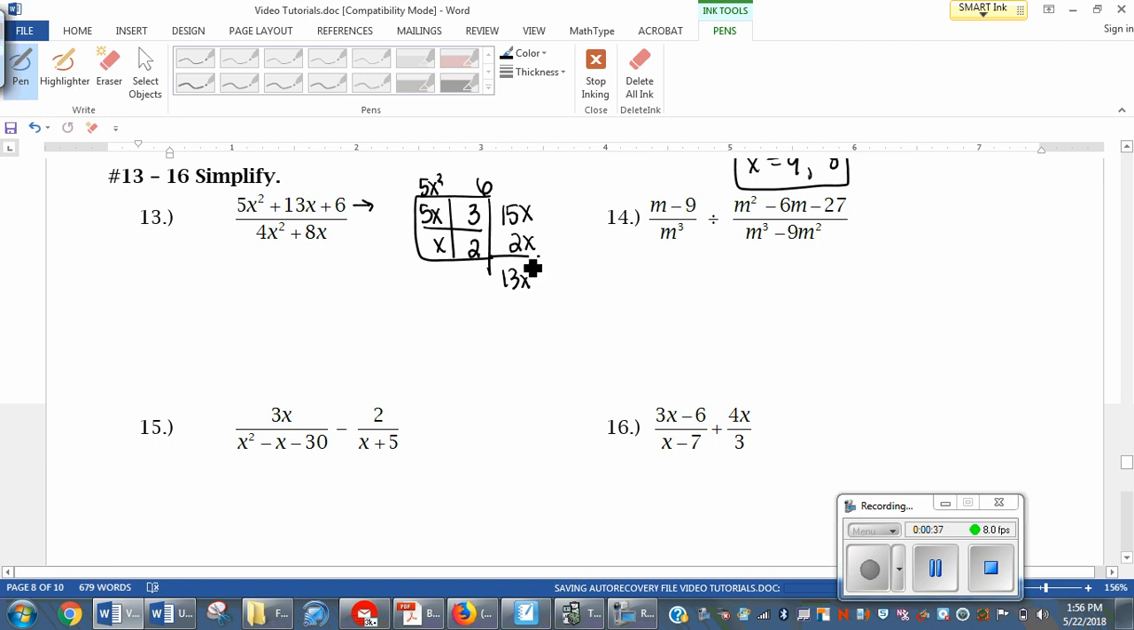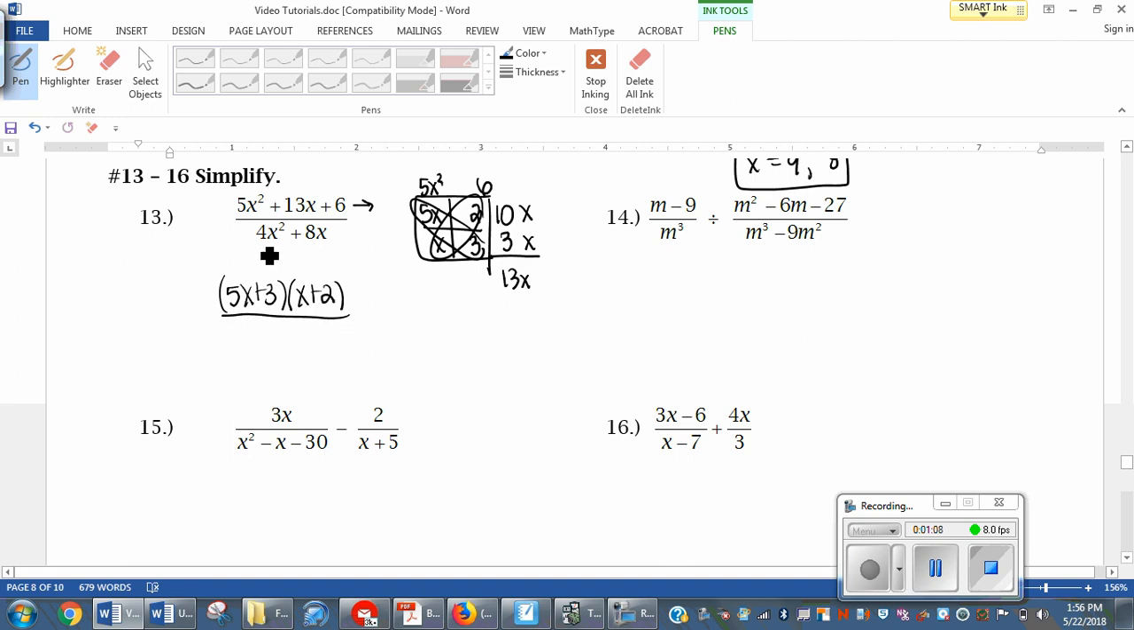So the thing is, one of these would have to be negative, but I can't just make one negative, or else the 6 would be negative. So that's what I was saying before, we might need to flip-flop them. Let's try the 2 up top and the 3 in the bottom so that we get 10x and 3x, now they add up to 13. So 5x plus 3 and x plus 2.